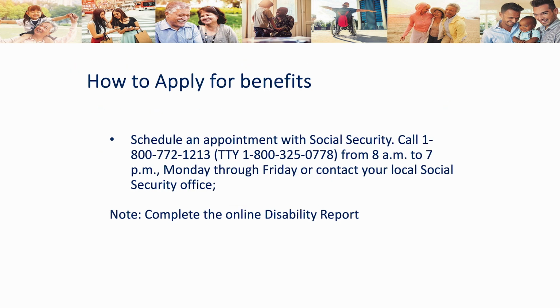And to apply for disability benefits for children, you need to call our toll-free number 1-800-772-1213. Our representatives will schedule an appointment. However, you are able to complete the online disability report. The disability report will capture the medical data that we need to make a decision.